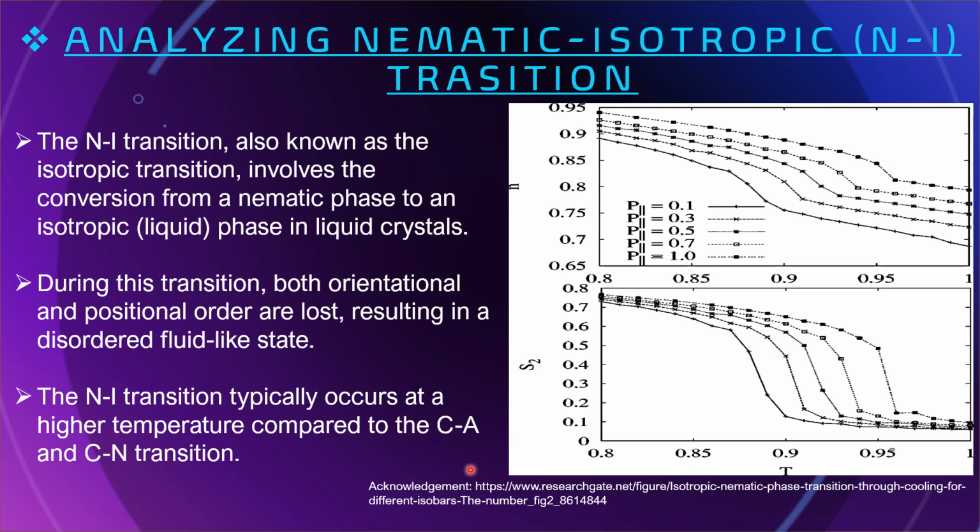And pressure can also influence the AN transition. How will it influence the AN transition? Applying external pressure to the liquid crystal system can alter the molecular arrangement and disturb the layered structure, leading to the transition from the smectic A phase to the nematic phase. Additionally, the presence of certain substances called dopants can induce the AN transition. These dopants can interact with the liquid crystal molecules and modify their organization, causing the transition from the smectic A phase to the nematic phase.